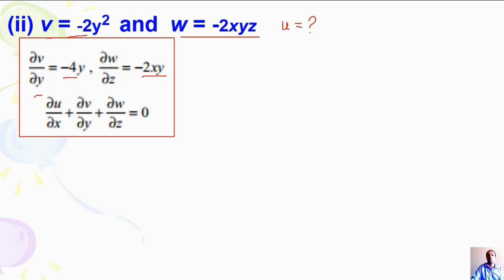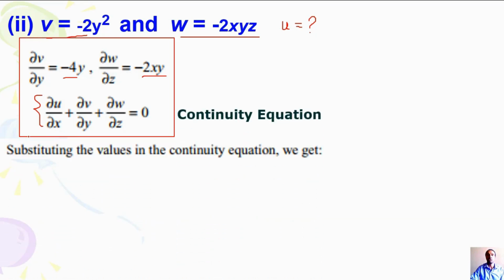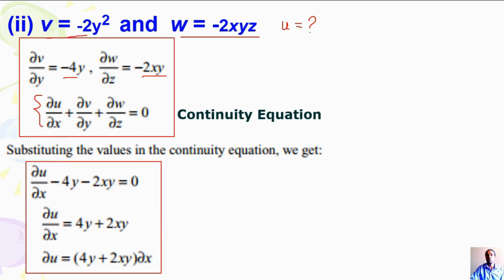So this is the continuity equation. To satisfy the continuity equation, how do you calculate the third component? Once you have the continuity equation, substituting the values in the continuity equation, you have this value equal to 0. Then del u with respect to del x, you have this one. Then you can integrate again, integrate both sides.